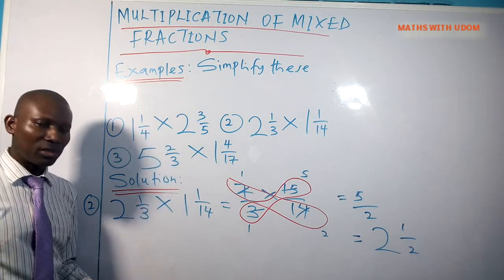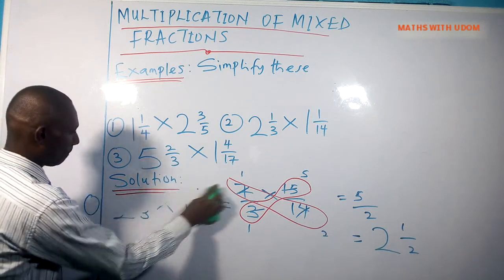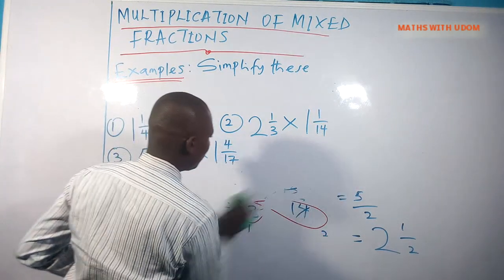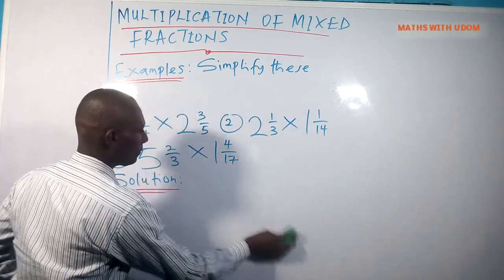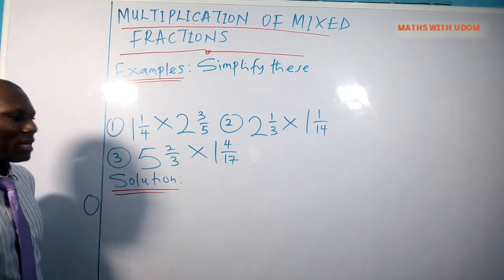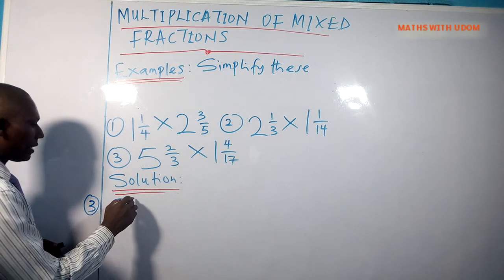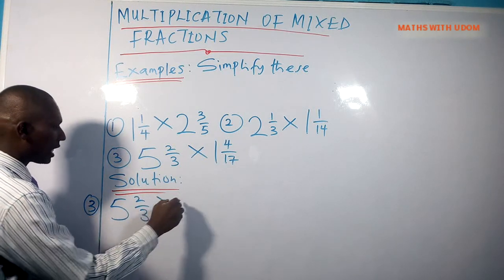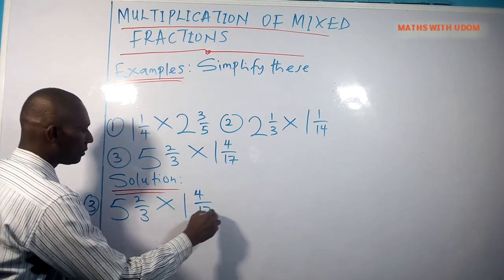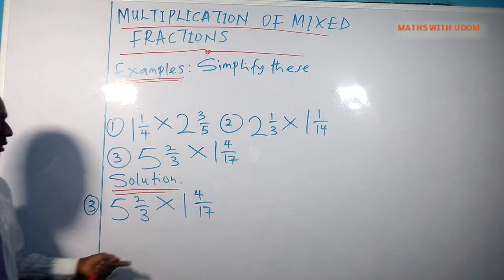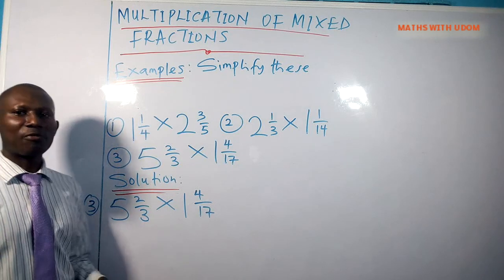And let's quickly move to the last example, example 3. So what do we have there in example 3? We have 5 whole number 2 over 3 times 1 whole number 4 over 17, okay? So the first step, we change all these mixed fractions into what? Into improper fractions. Is that okay?